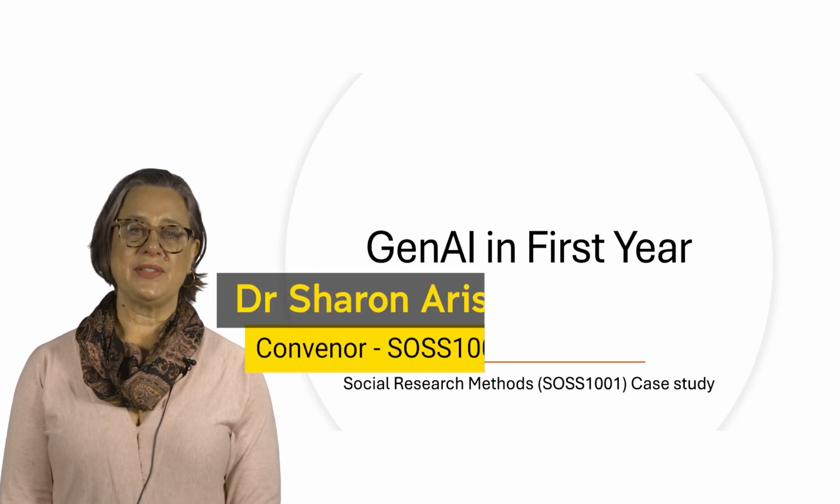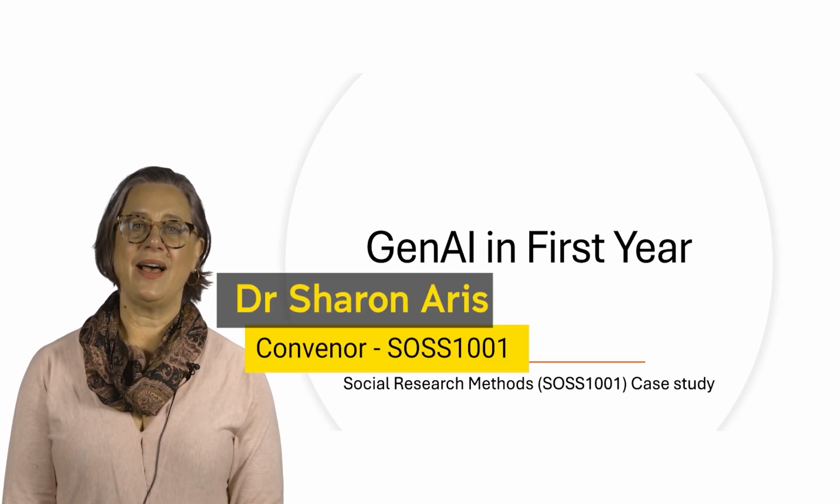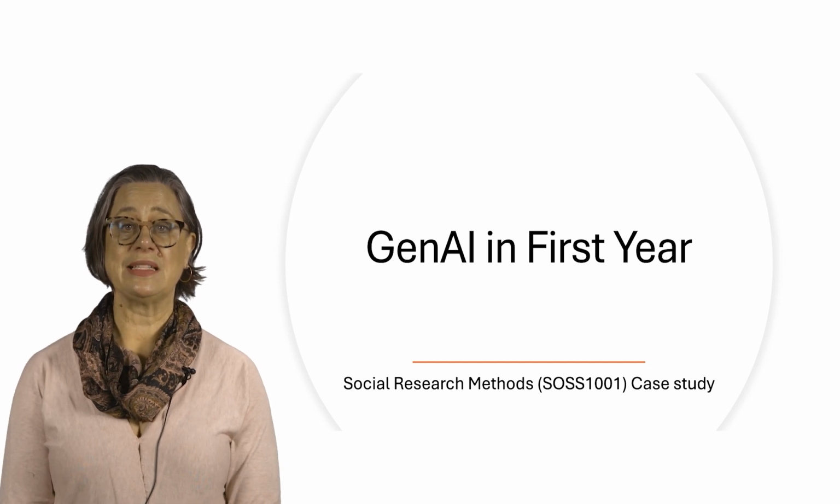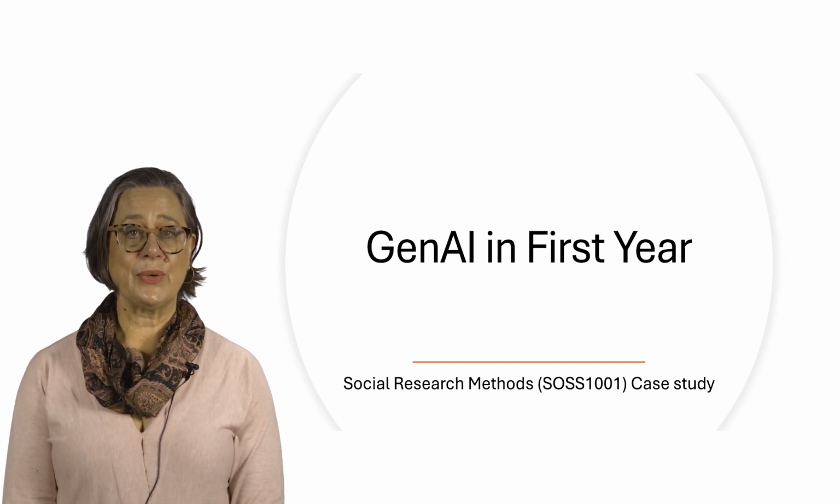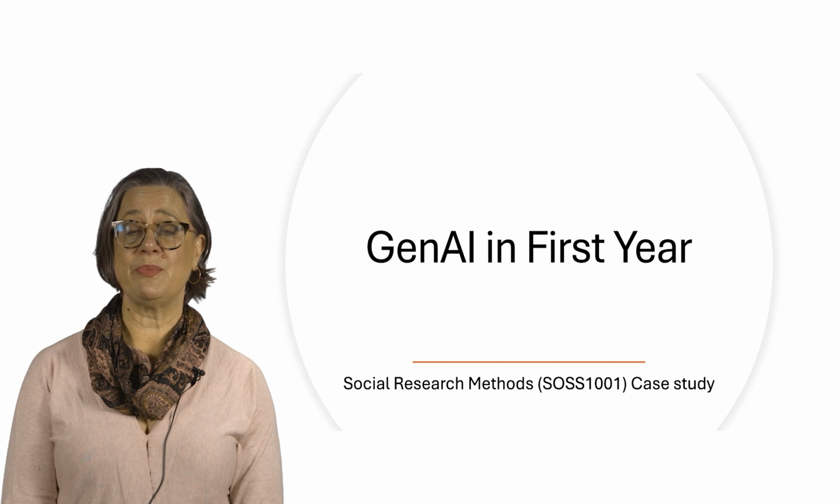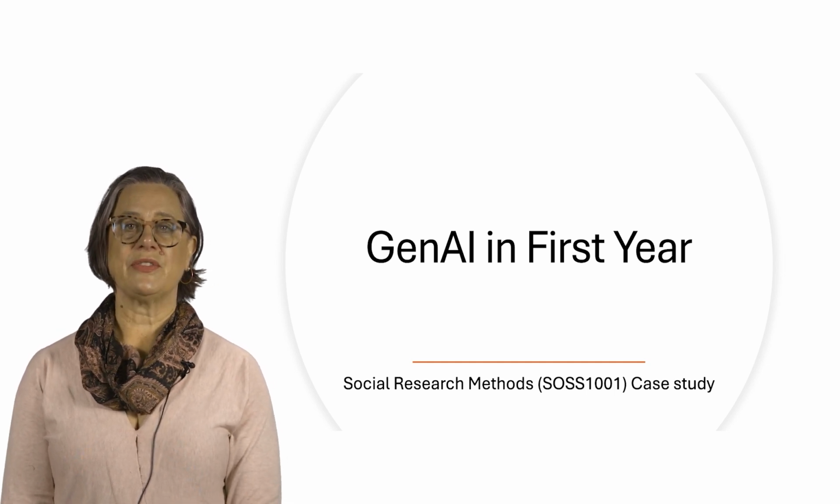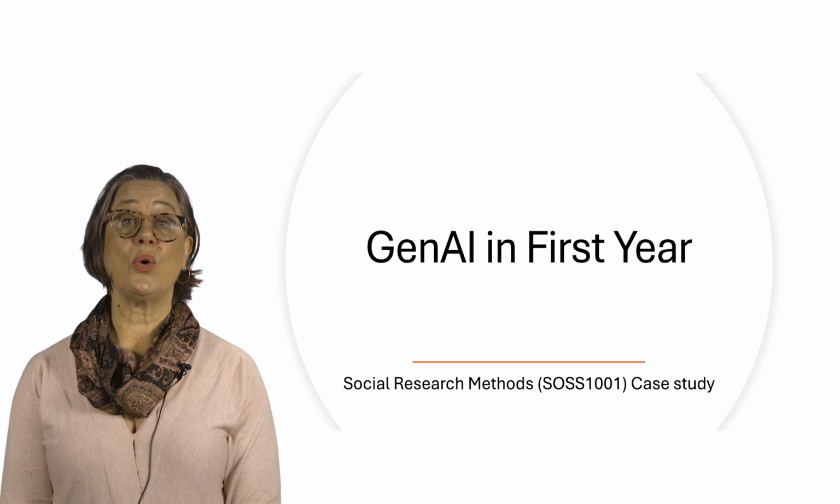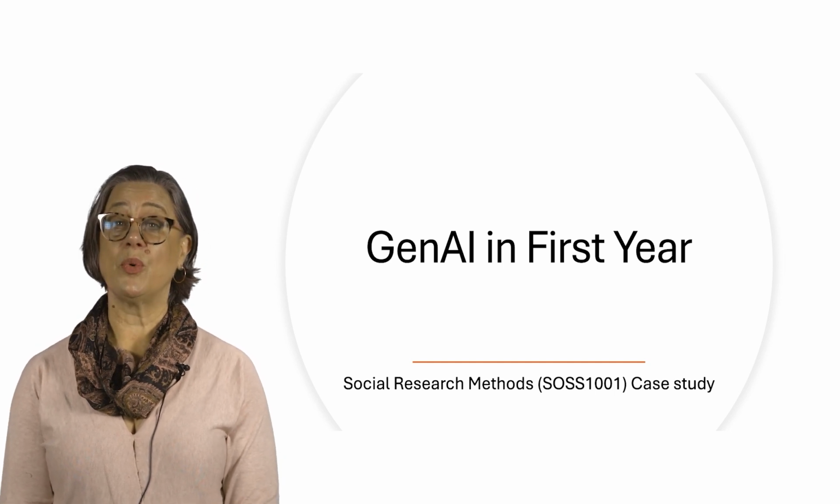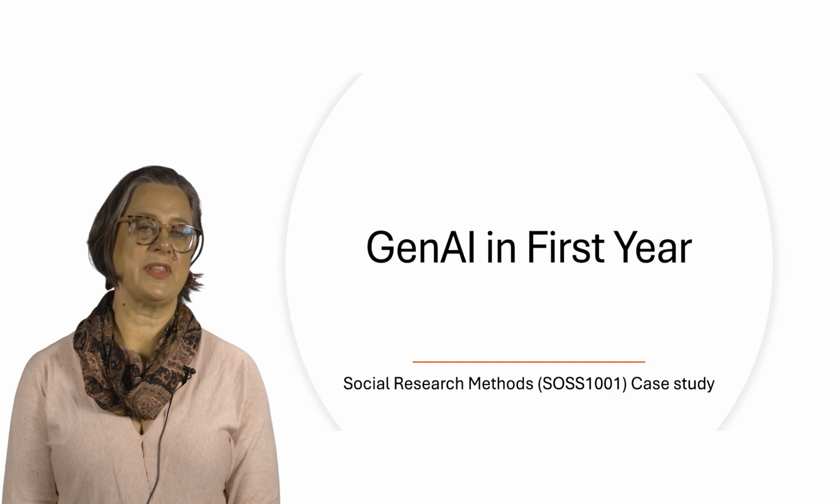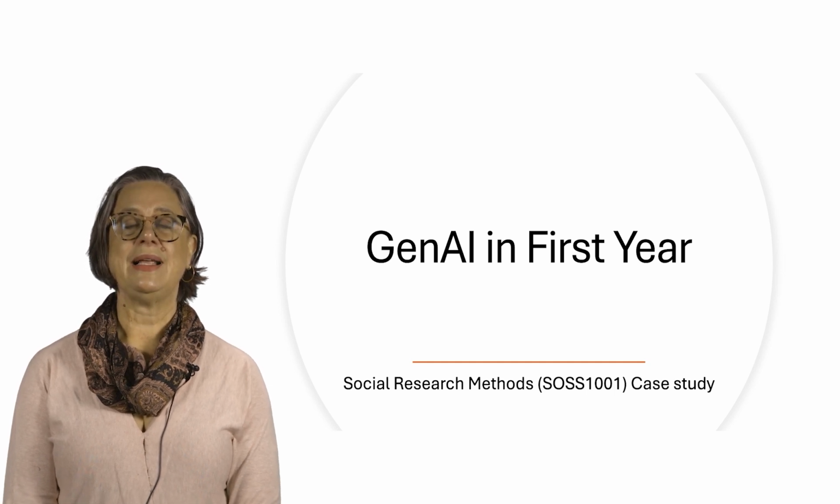This video is to outline how we introduce GenAI into a first year course in social sciences. This particular course is called Social Research Methods in Society, is a core course in the Bachelor of Social Science. It's also core in the Bachelor of Social Work and Bachelor of Criminology, and then we get a smattering of students from things like media as well in it.